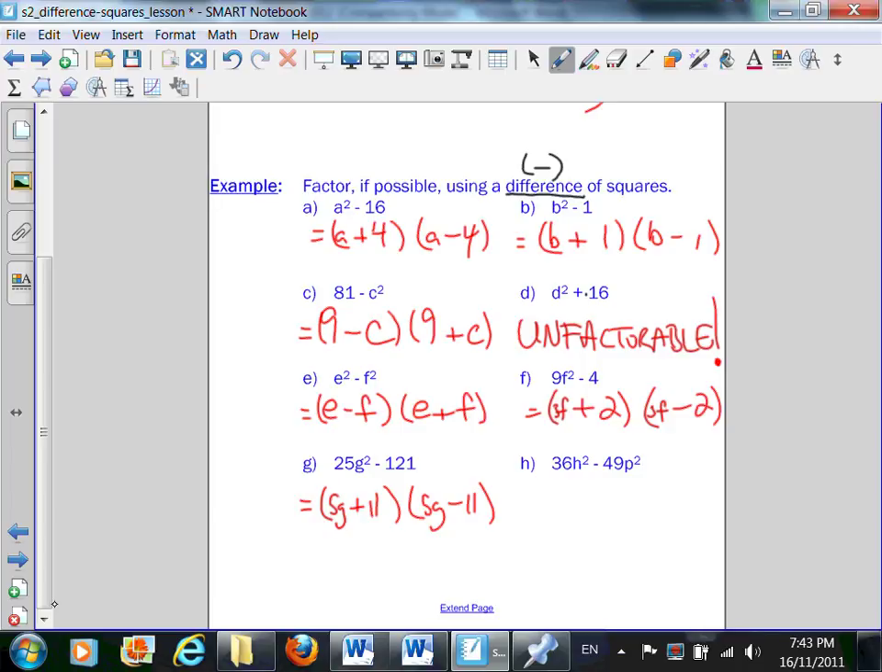And the last one with this batch: plus, minus. Square root of 36h squared is 6h. Square root of 49p squared is 7p. So it's 6h plus 7p, 6h minus 7p.